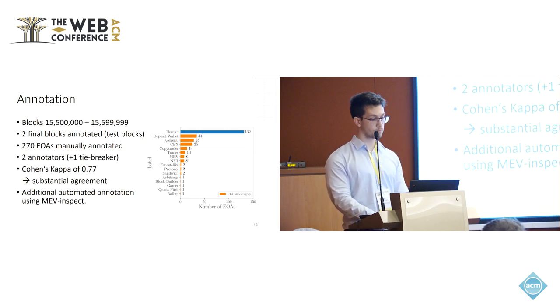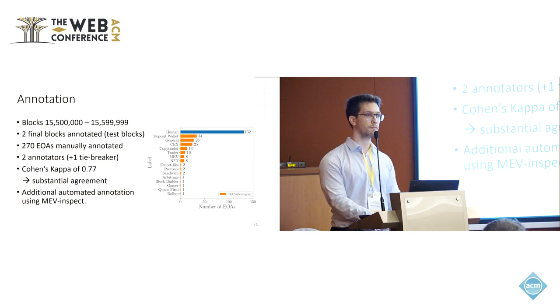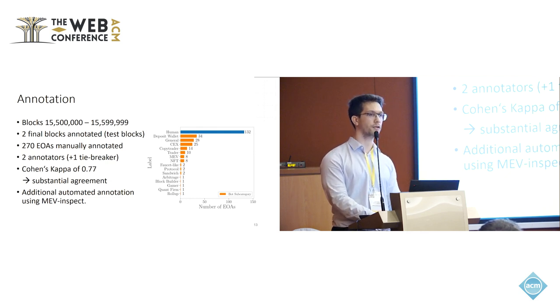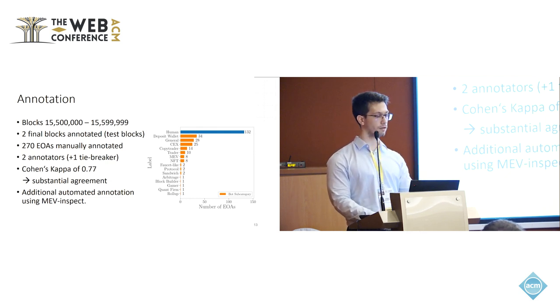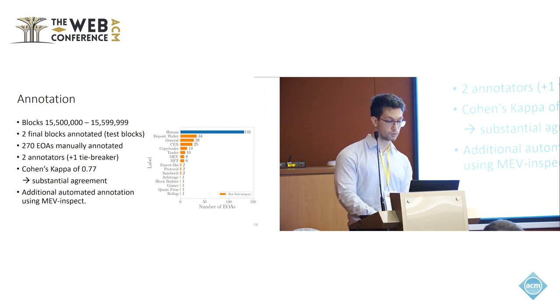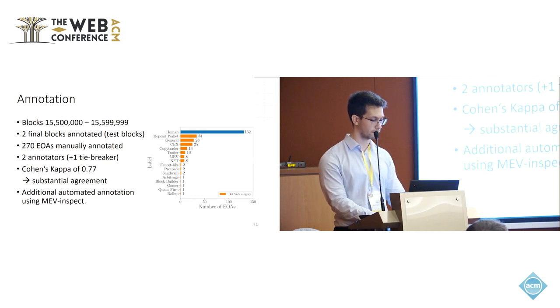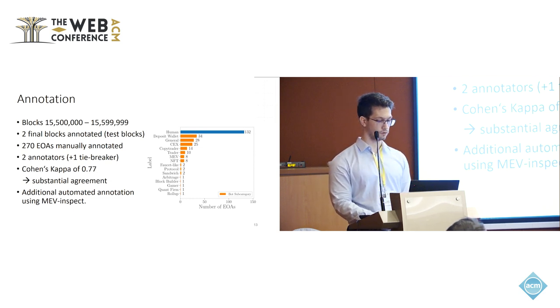And additionally, we automatically annotated some data with MEV-inspect. You might think, as a first intuition, that this doesn't make much sense when we have a model annotating and then training another model on top of that. But the reason we did that was to find out if our feature engineering approach is valid and can find interesting or telling features, so that this can be replicated, these labels yielded by MEV-inspect, the software for detecting certain kinds of bots.